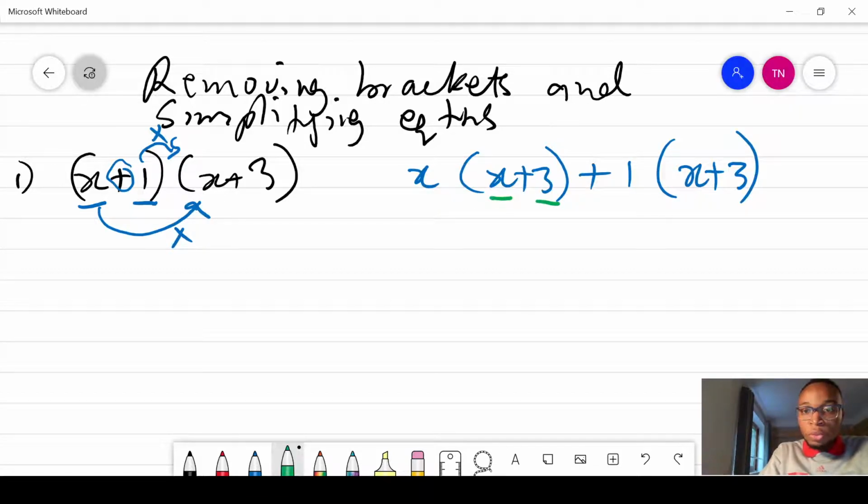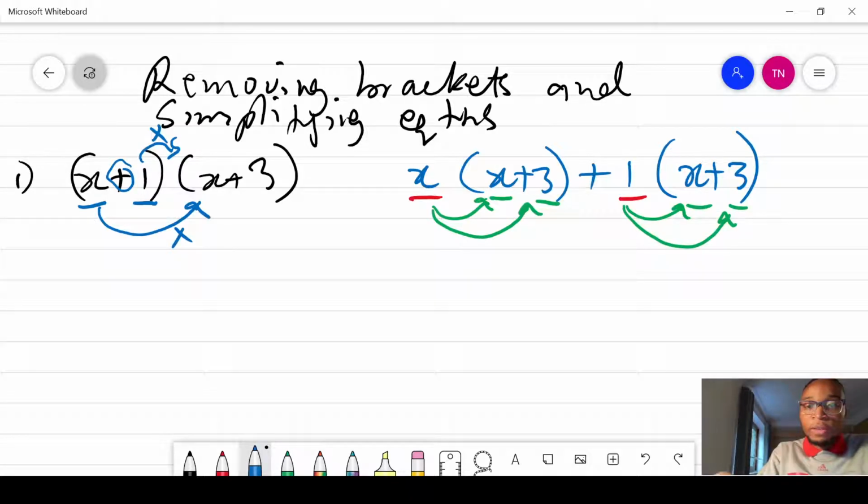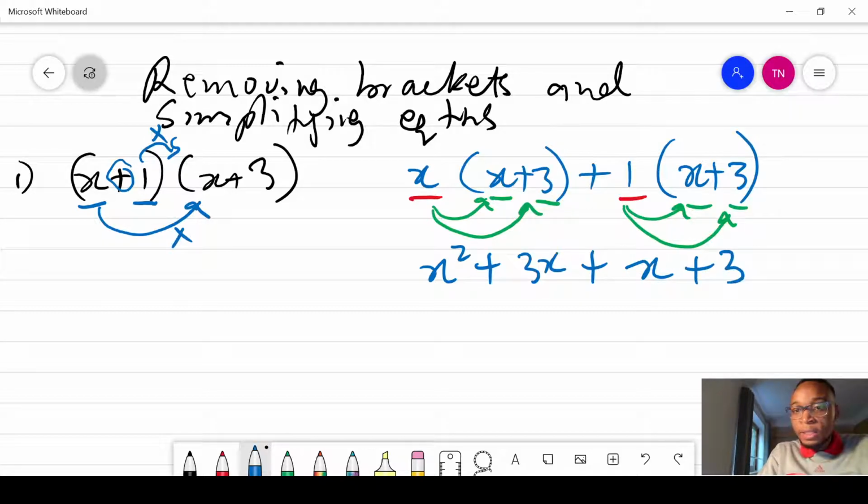So you're going to multiply these two, the variable and the number, by what is outside, what is in red here. So we're going to have x multiplying x, and x multiplying 3. We're going to have 1 multiplying x, and 1 multiplying 3. So what this gives us then is x times x is x squared plus 3 times x, that becomes 3x. Then we're going to add this to whatever we get on the other side. 1 times x, that is just x. Then 1 times 3, that is 3.